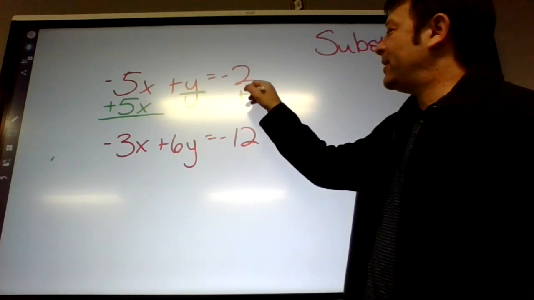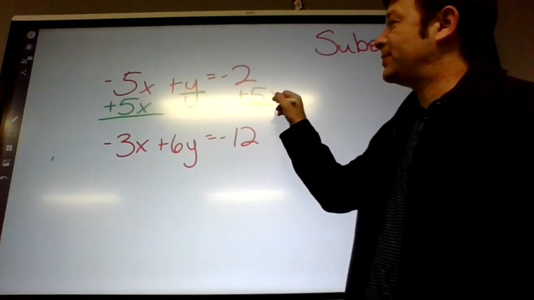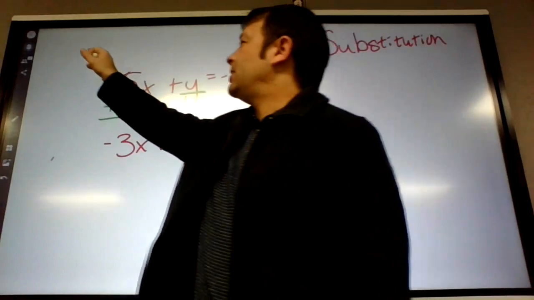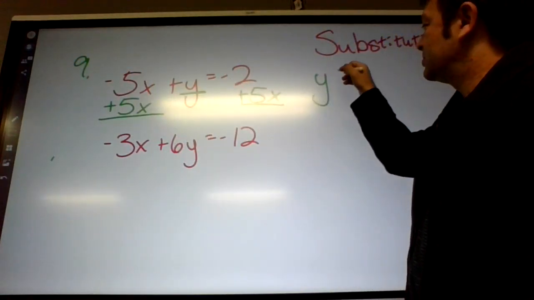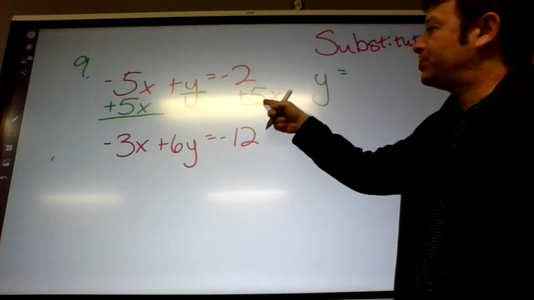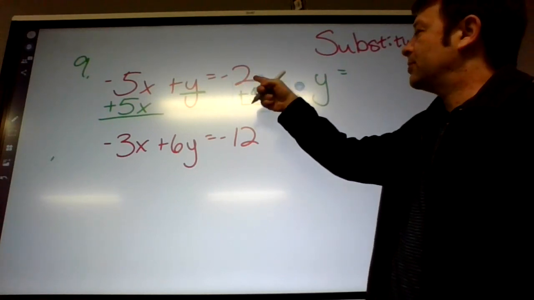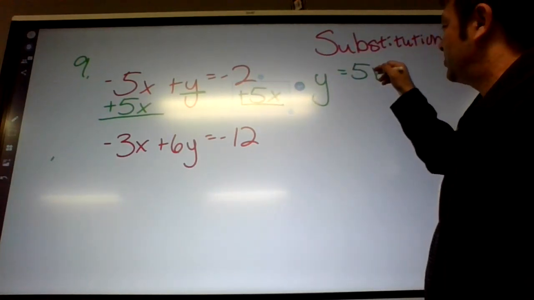Add 5x. So if I add 5x to both sides on this first equation, I get y equals, you could say negative 2 plus 5x or 5x minus 2. They do not mix.